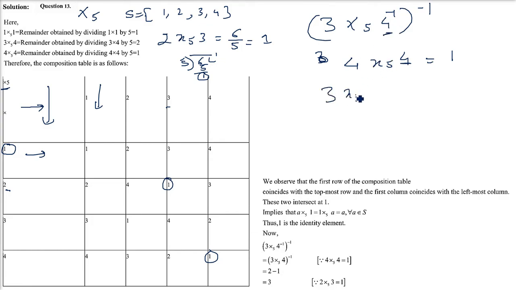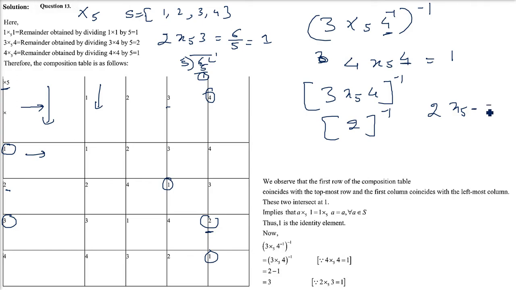So 3 ×5 4. When you operate 3 and 4, what do you get? 2. So just put 2, and then you have to find the inverse of 2. What is the inverse of 2? You have to operate with 2 so that you get 1. So what is the 1 in this row? For 3 it is there. 2 operated with 3 is 1. Therefore 3 is the inverse of 2.